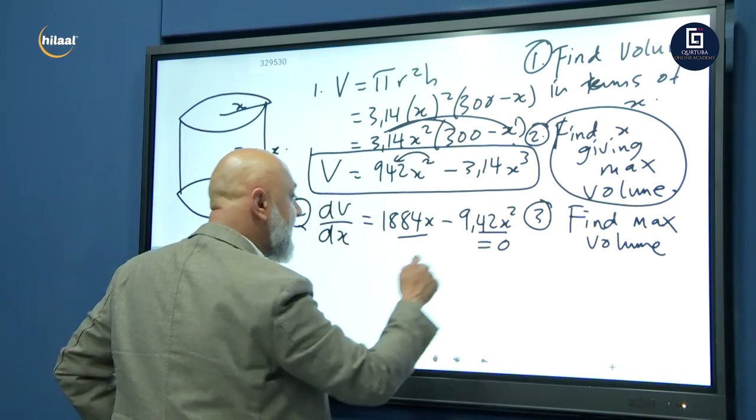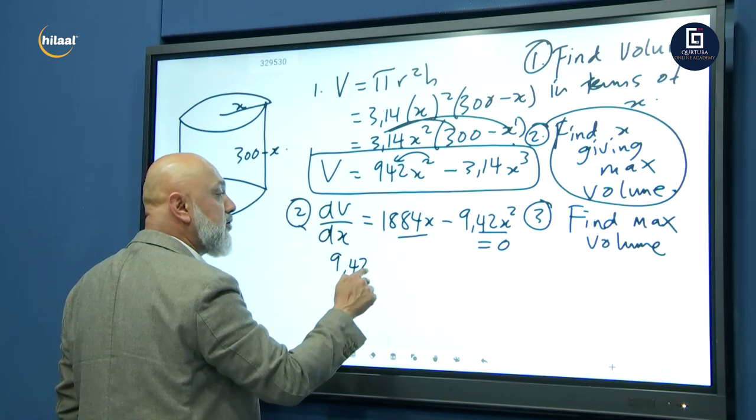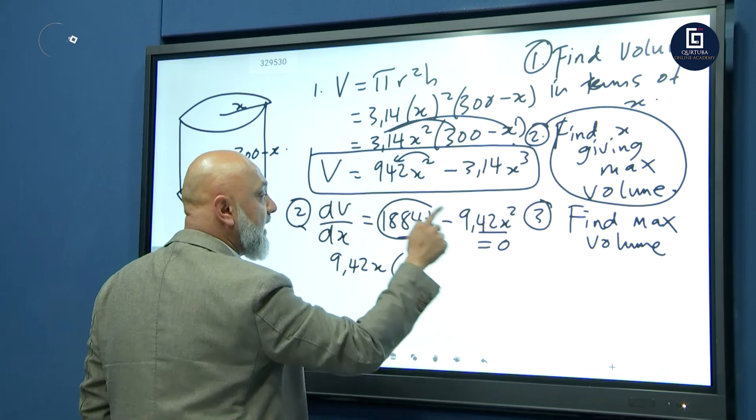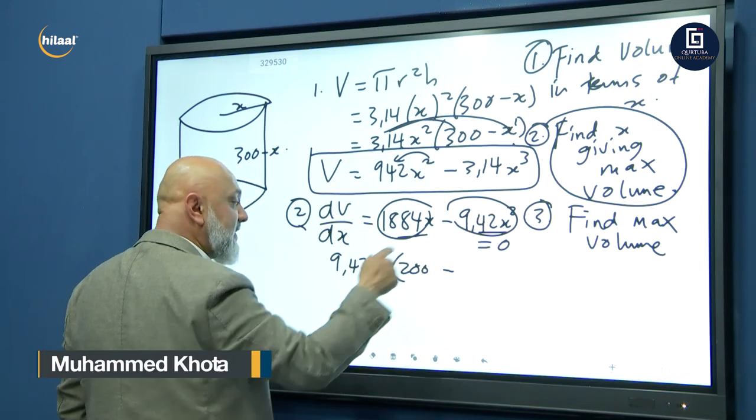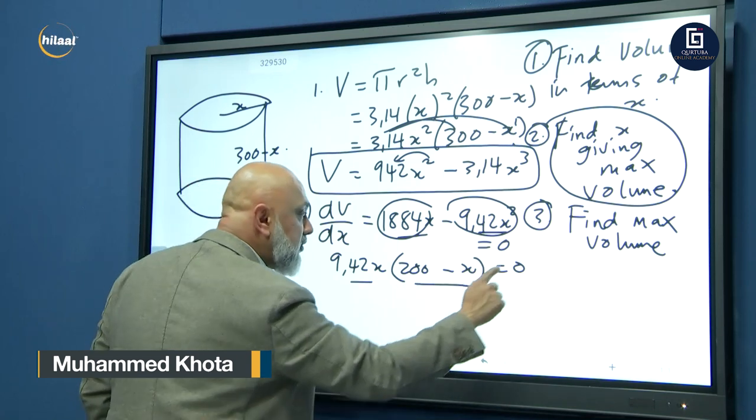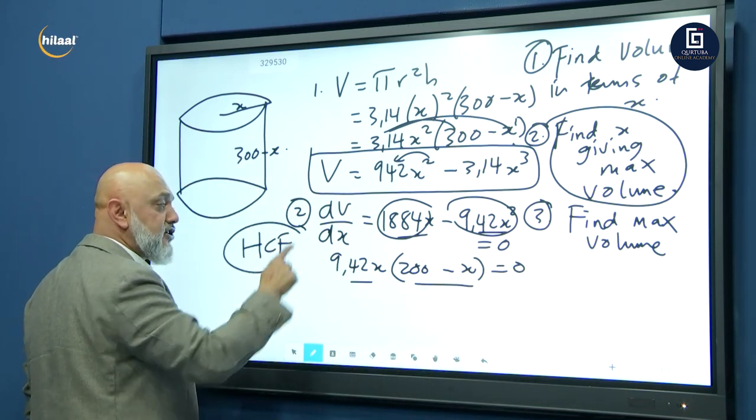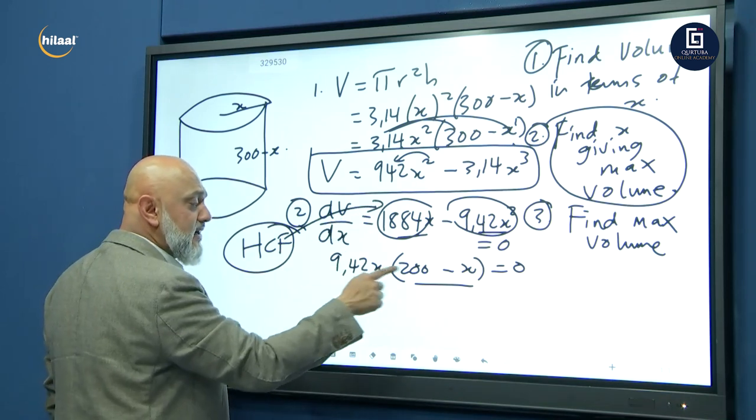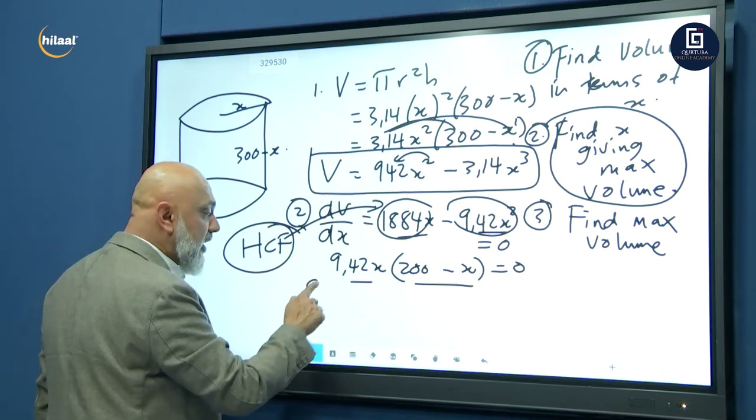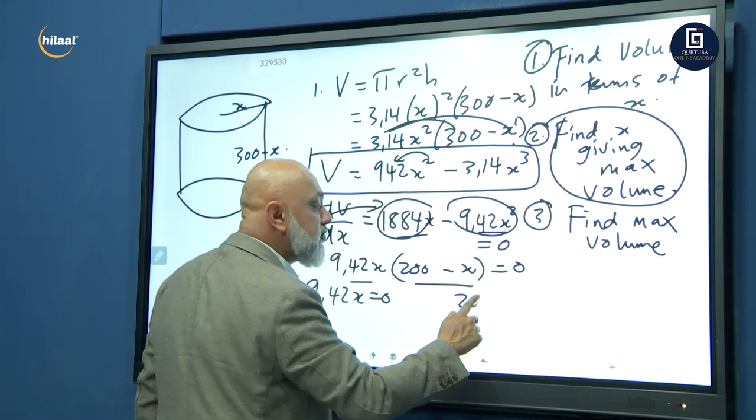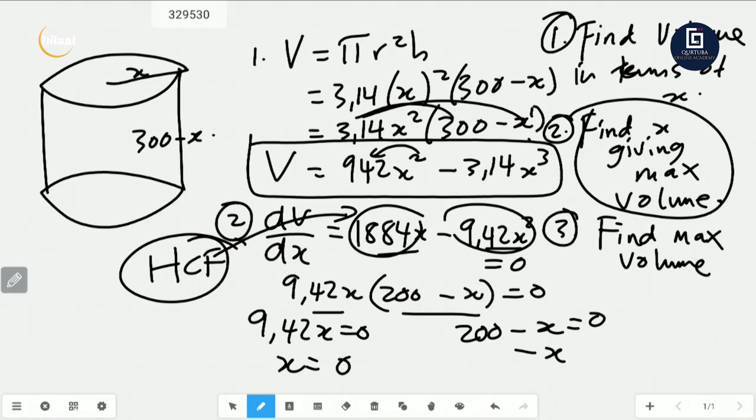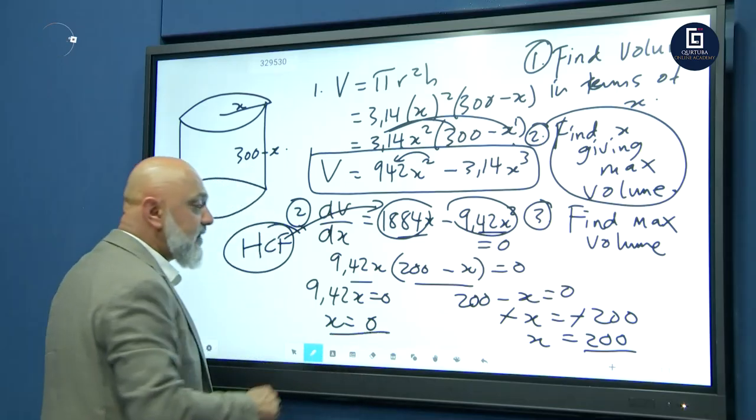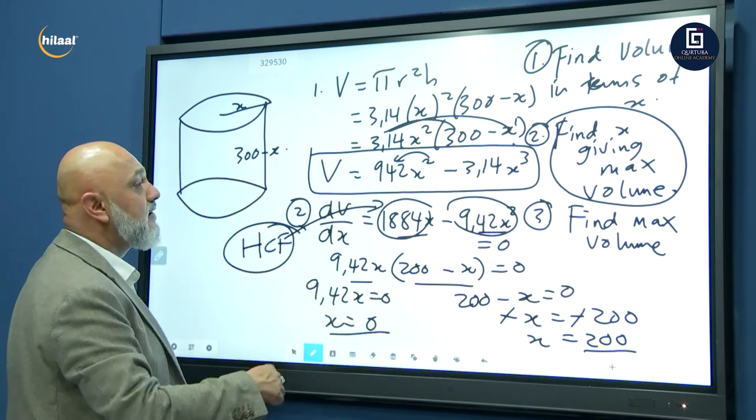We now need to solve for x. I'm going to take out 9.42x as my highest common factor from both terms. That gives 9.42x into 200 minus x equals 0. So either 9.42x equals 0, so x is 0, or 200 minus x equals 0, so minus x equals minus 200, and x equals 200. In this case, 200 is x giving maximum volume.